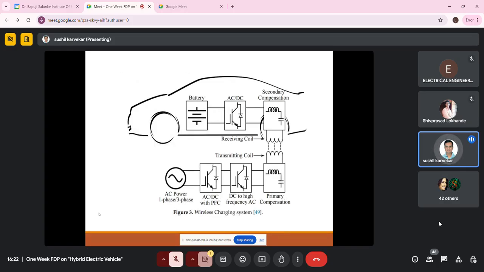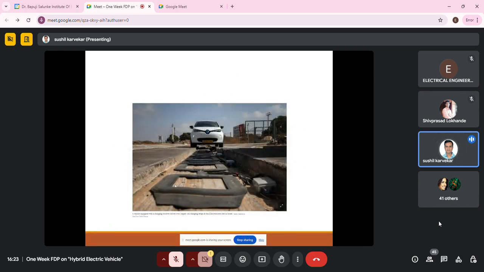The next part that we need to address is the wireless charging system. That is another solution to address one of the challenges, the issue of range anxiety. This kind of alternative approach is going to be present. I will just show you the image first. So this is the wireless charging system.